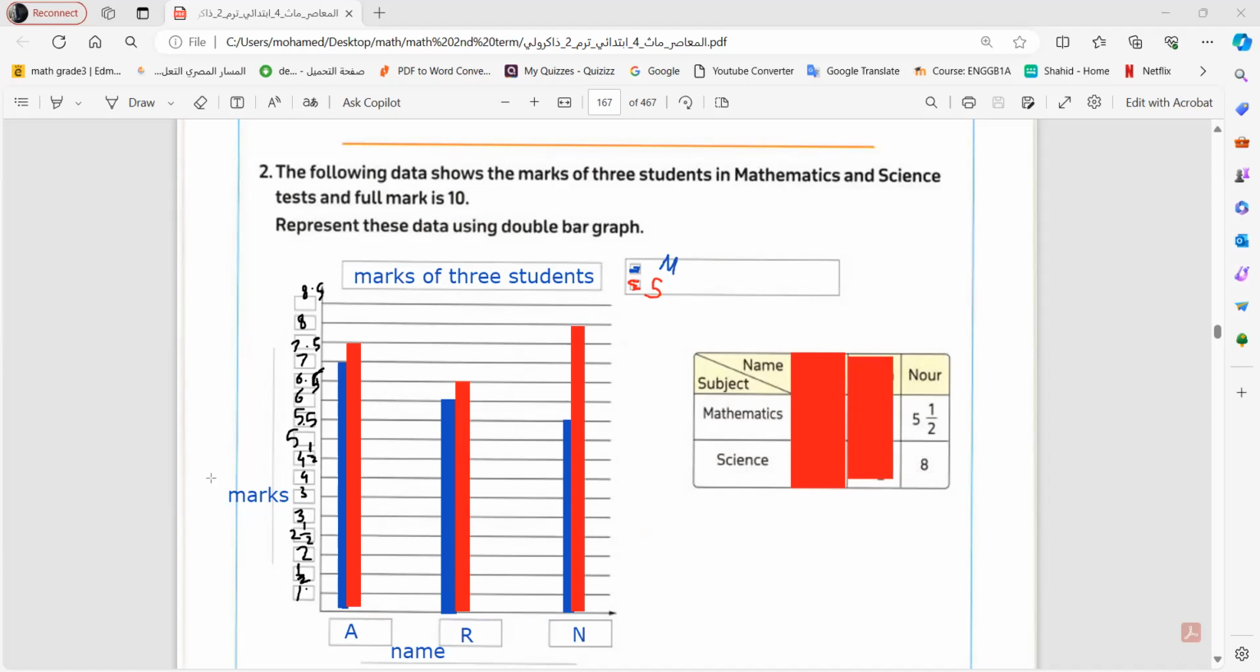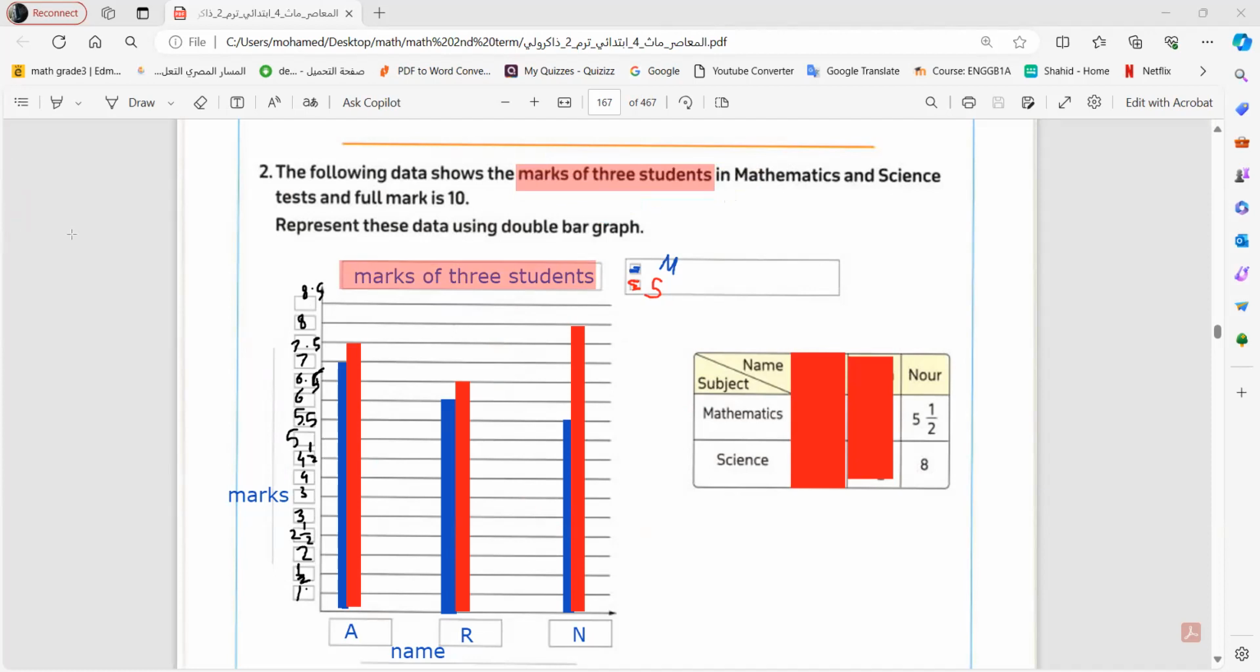Look, now I built it. It's not hard and not easy, by the way. It's easy to find and fill it. The hardest thing that you need to figure out is the title. The title, you always find it in the question up here. Look, the title. You will find it always in the question.